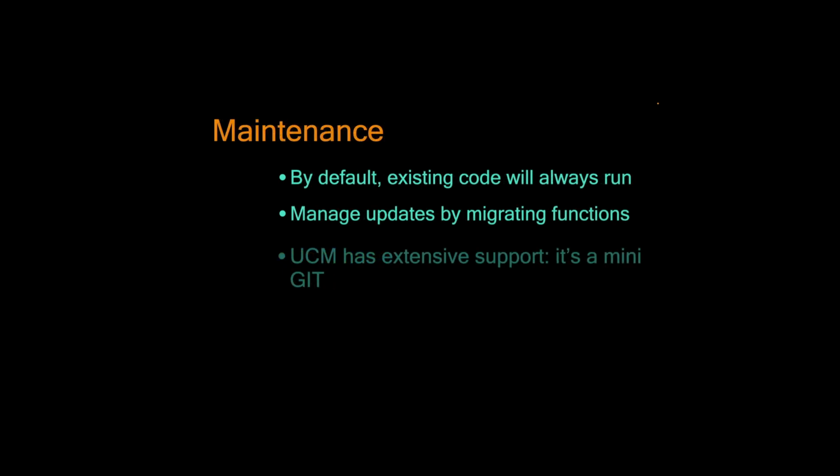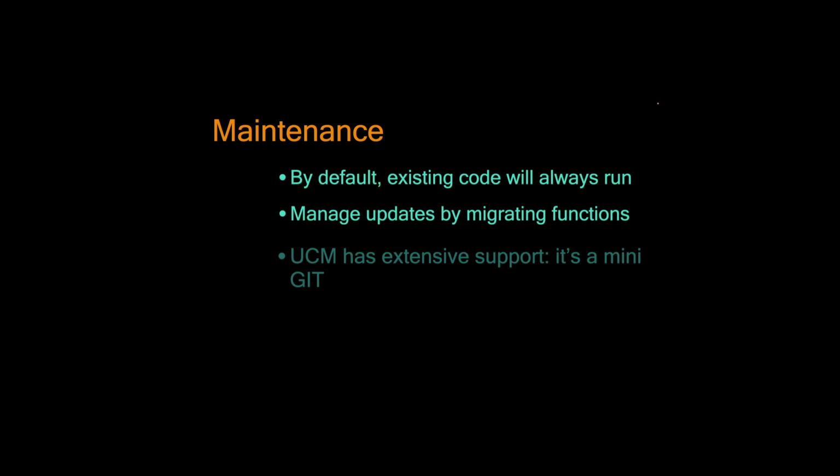Maintenance. Well, here's the cool thing. If you've ever dealt with a project which is a year old and you go and refetch the dependencies, and of course it doesn't work, and you've got to go through and work out what's changed, well, with Unison, that doesn't matter. By default, your existing code will always run because it always has access to the state of the universe at the time you last compiled it and ran it.